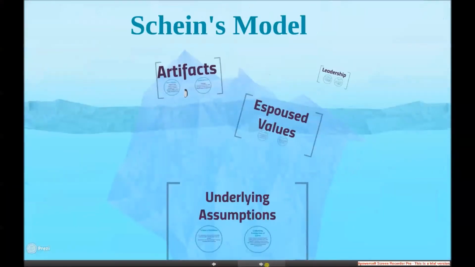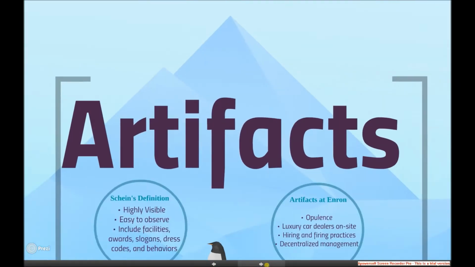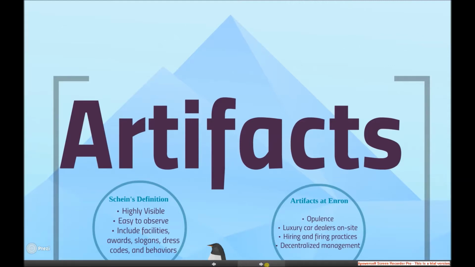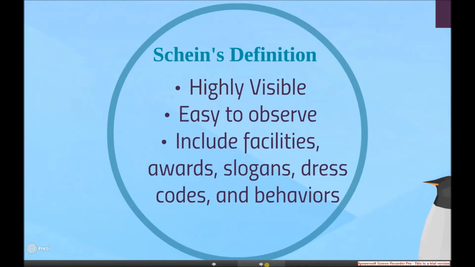So the first tier in Edgar Schein's model is artifacts. The tip of that iceberg are an organization's most visible aspects, and these include facilities, offices, any displayed awards, slogans, dress codes, how people interact with one another, things that are easy to observe, but without knowing those underlying assumptions, it's often difficult to comprehend and analyze them.